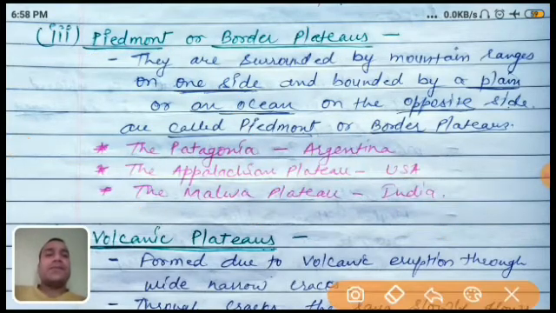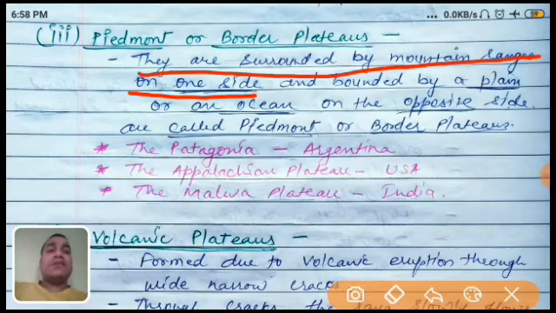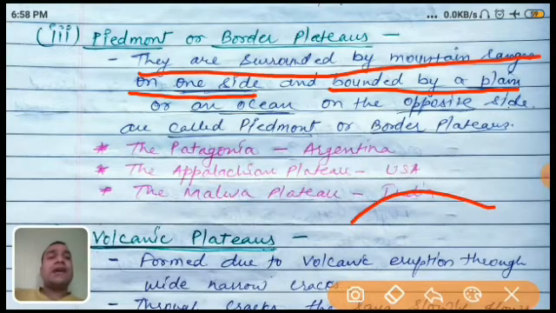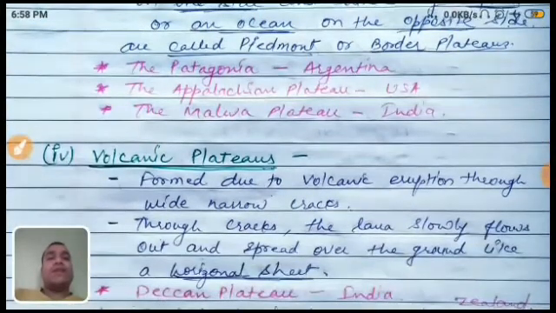Now see, they are surrounded by mountain ranges on one side and bounded by a plain or an ocean on the opposite side. These are called Piedmont or bordered plateaus. I hope you understand.